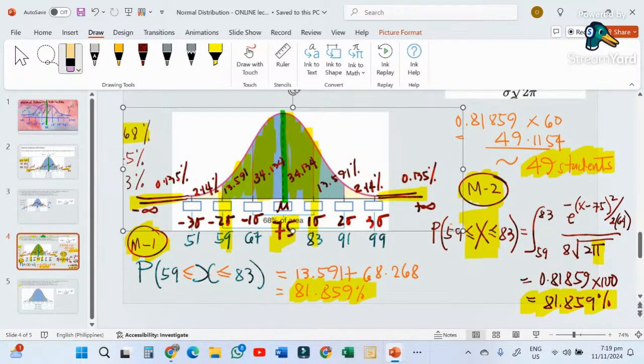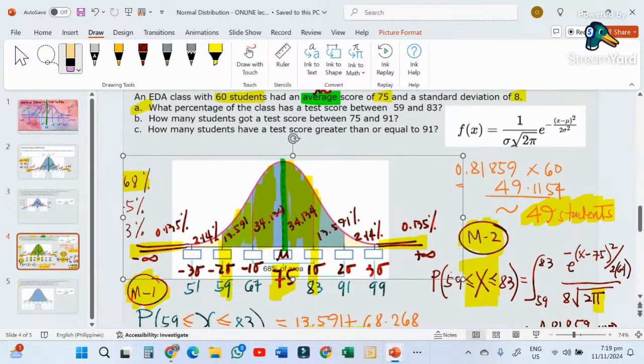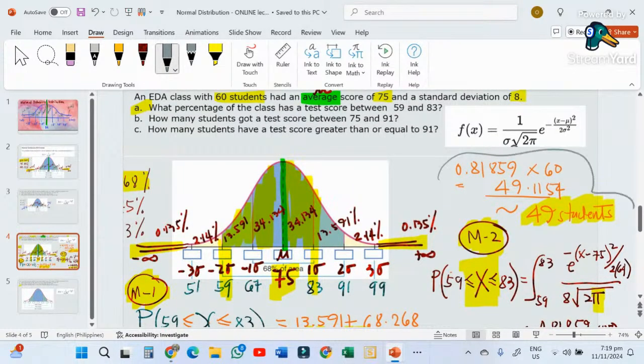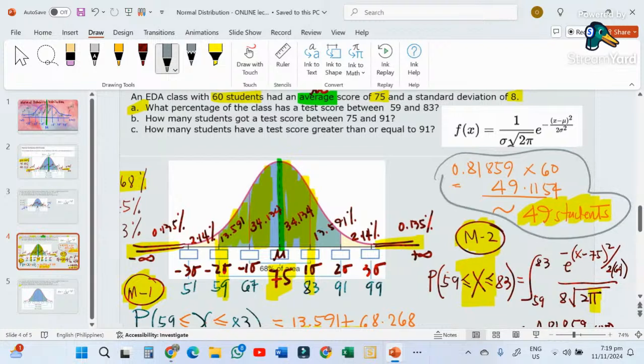So it's similar to letter A, and then for the number of students, you just have to do it this way. Whatever percentage you had calculated, both methods, you just have to make that percentage a decimal, multiply it by 60, and then you get an approximate value of the number of students, like what I have in here. And I had already shown you earlier on. I don't need to repeat that. So we need to go to letter C instead.